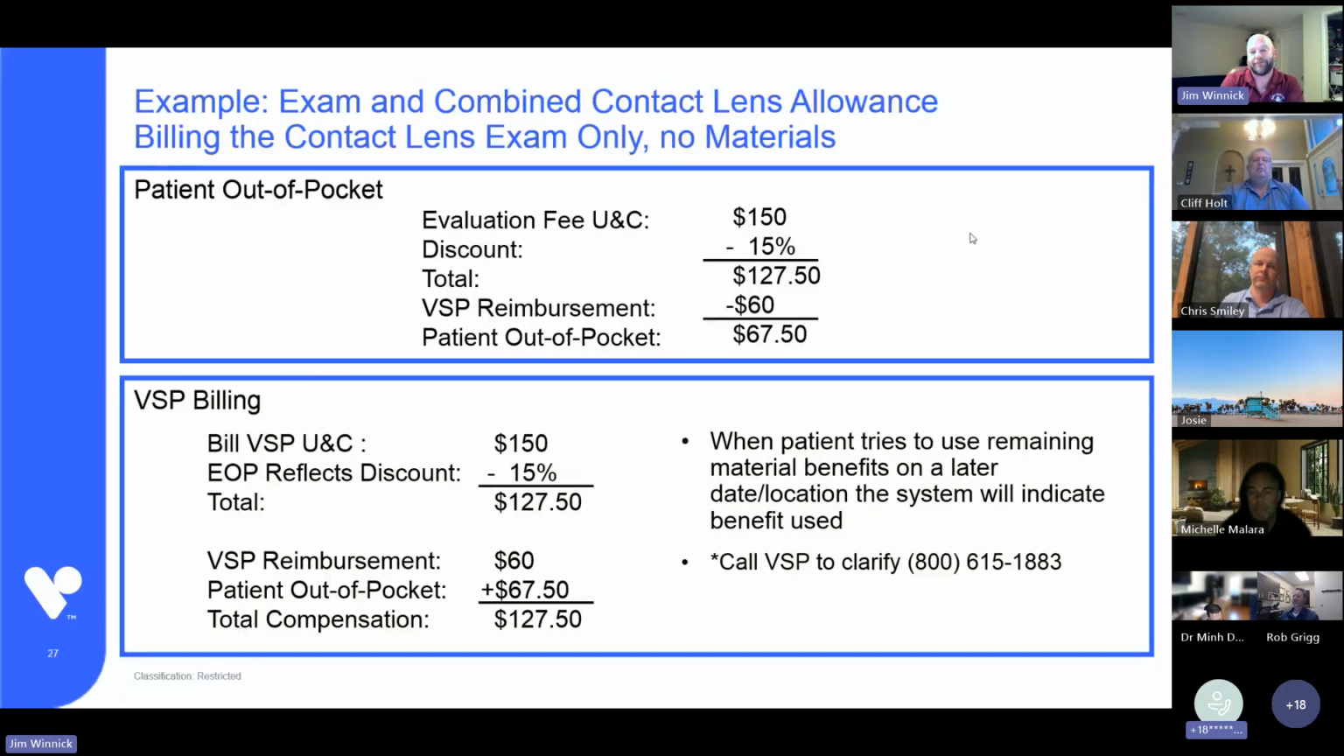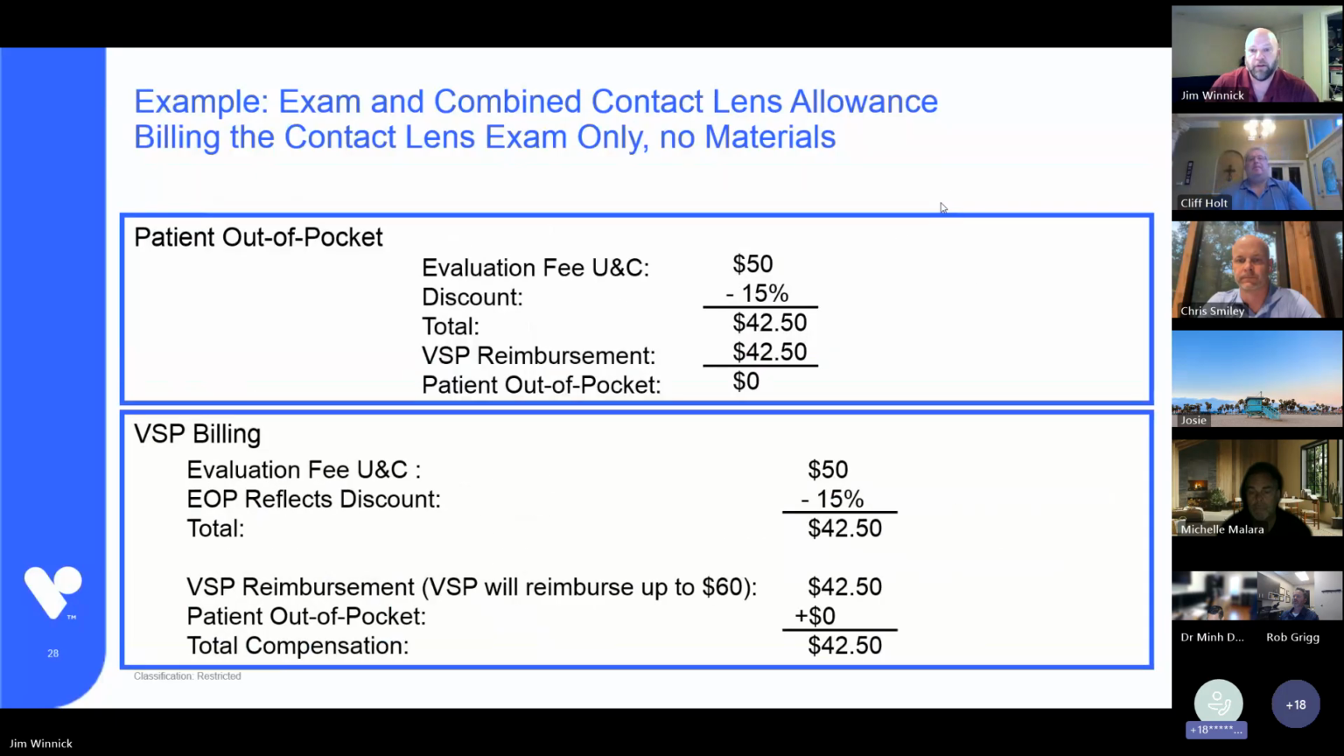So, if someone does walk and I tell them that I'm using their benefit, I'll actually give them the option, and I'll tell you why here at the next slide. Do you want me to use your plan for your fitting? And they say yes. Then I'll warn them: okay, well, if you try to get your lenses elsewhere, they might say you're denied, and the provider is going to have to call VSP.